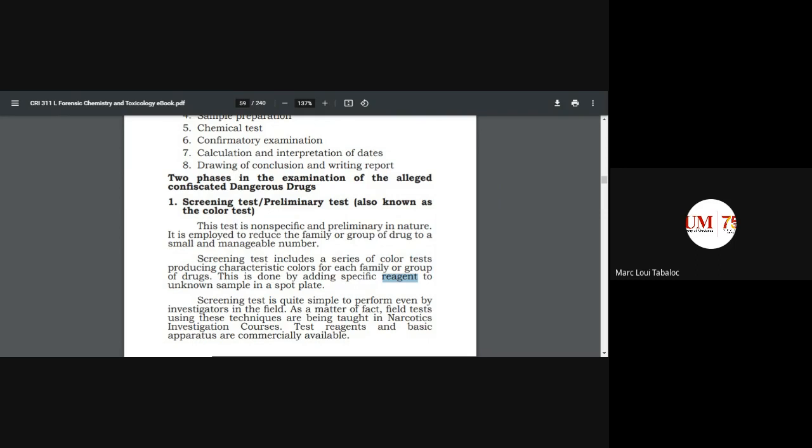Ayan. So, screening test is quite simple to perform and of course, it is much more efficient and much more mobile. Ibig sabihin, pwedeng mag-screening test without much use of instruments or yung mga equipment. You only need the reagent, of course, spot plates, and a specimen or specimen.